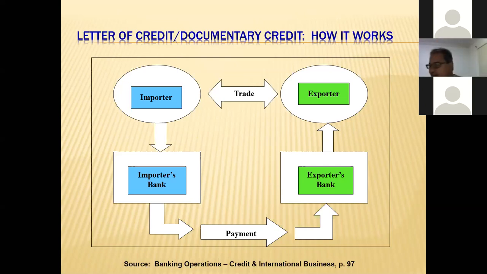So that's the simple chart. There's also a more complex chart in that chapter, page 97, I think page 98 is a more complex version, but this is a simple version of how it works. So the importer gets goods, the exporter gets his money, is guaranteed payment or paid via this facility called the letter of credit, using their respective banks.